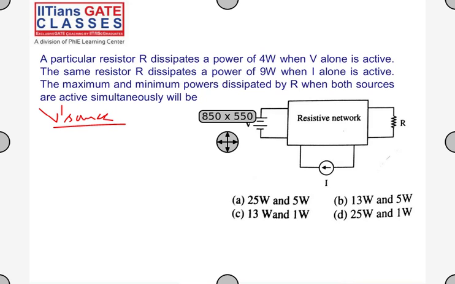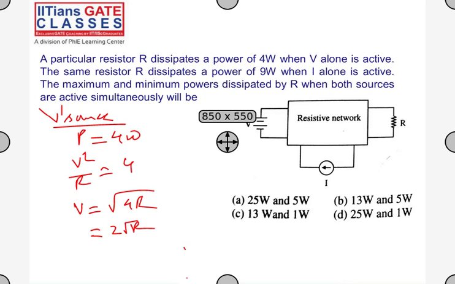So considering the voltage source, the power dissipated in the resistor is 4 watts. So this is V square by R equal to 4 watts. So V is equal to 2 root R when the voltage source is there.